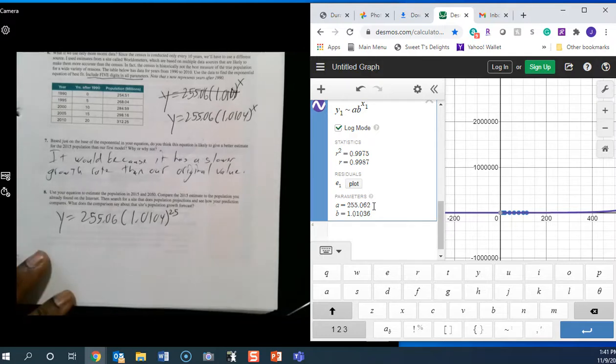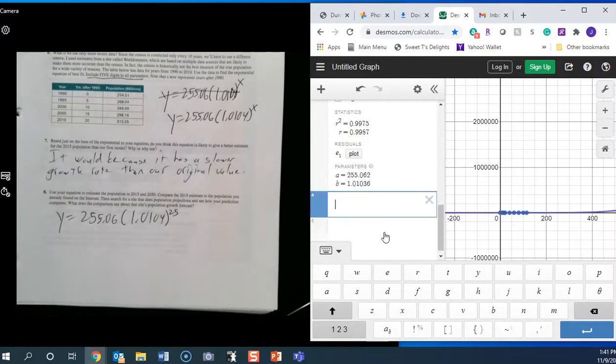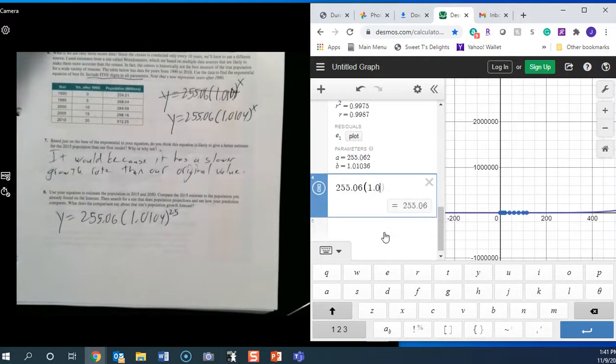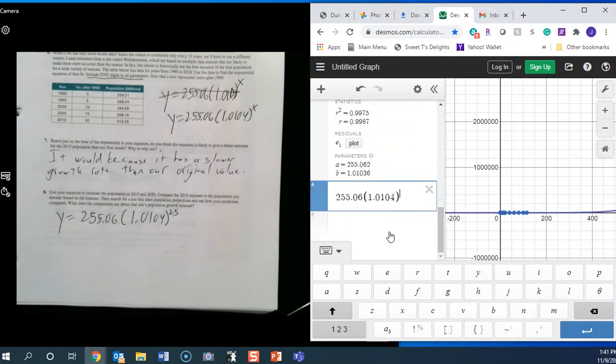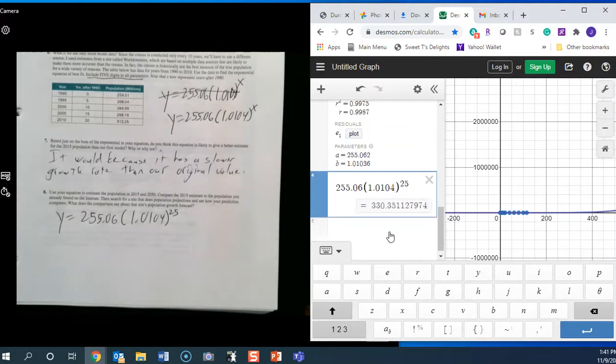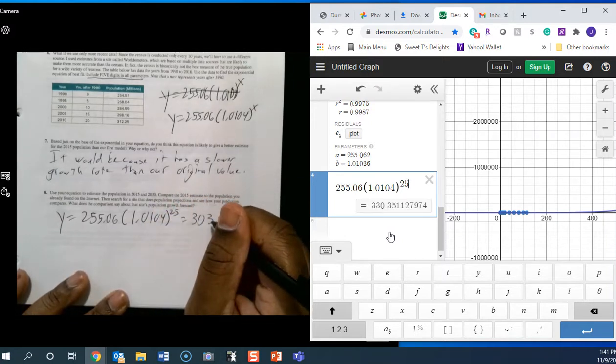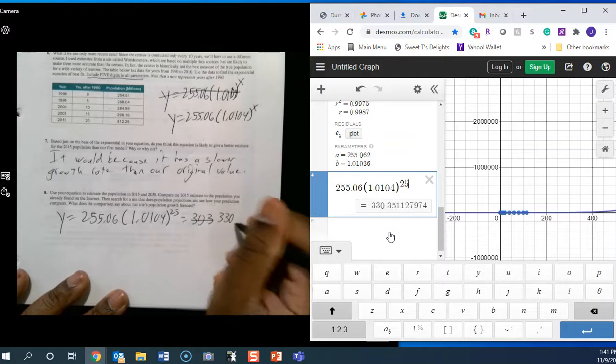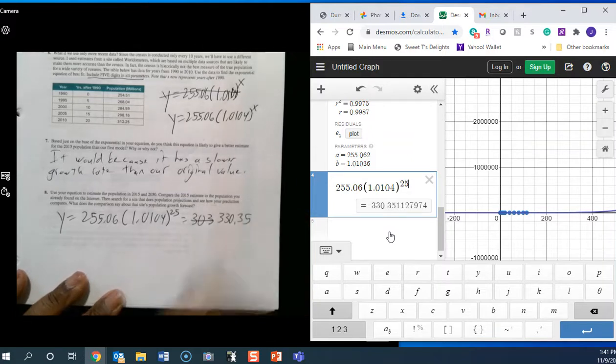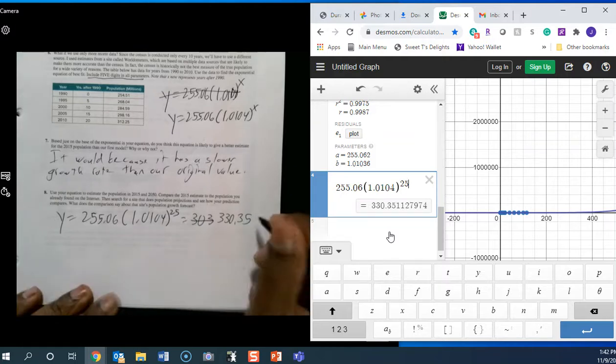So if we put that in our calculator, I mean, I guess I could have done the table, but we could just put this in our calculator. 255.06 times 1.0104. Then we would take all of that to the 25th power. And this would give us 303. Oh, I'm sorry, it's 330.35. So this gives us 330.35 million.